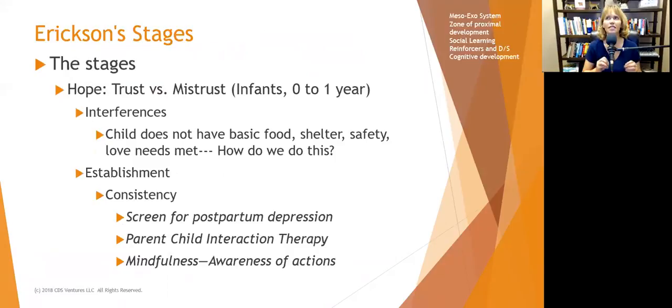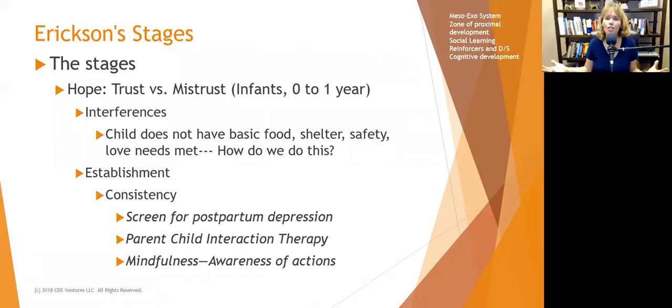So the first one is hope. The conflict is trust versus mistrust, and the hope for outcome is hope. So if they develop a sense of trust, they will theoretically develop a sense of hope. This is infancy through about 1 year.